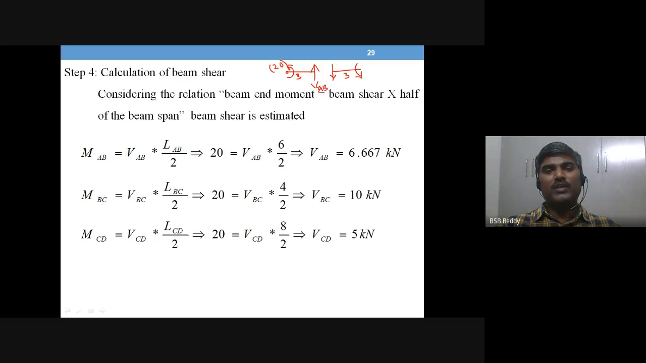Okay, so V is then 20 by 3. So this is how it is. The bending moment is 20, and the bending moment is equal to force into half of the span. So 20 is equal to V into 6 by 2, that is 3 meters. So 20 by 3, 6.667 kilonewtons is the shear in AB.